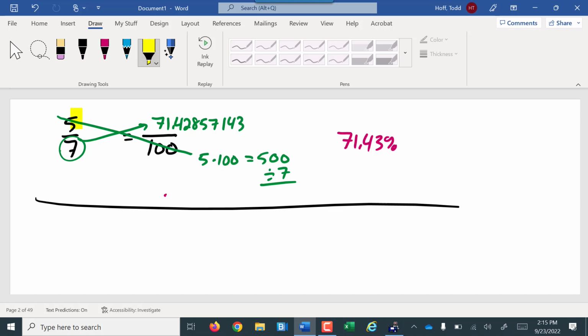This setup here, it's really not a fraction, but it looks like one fraction equal to another fraction.